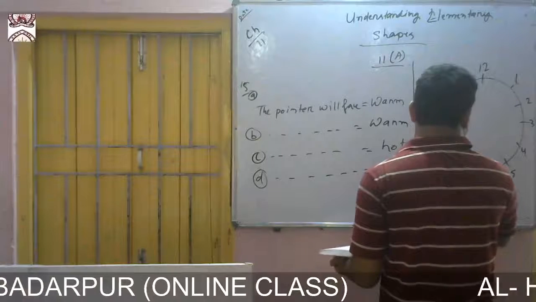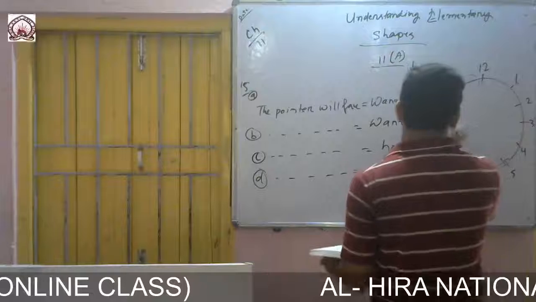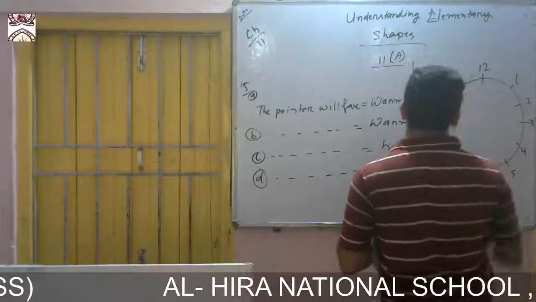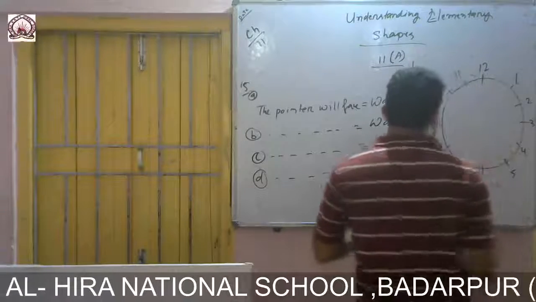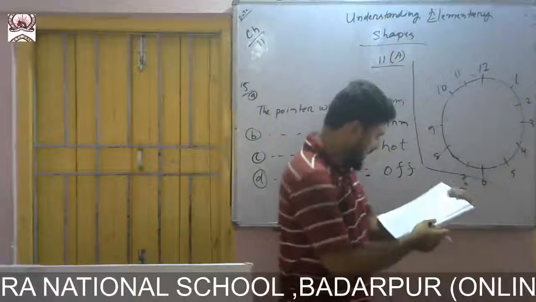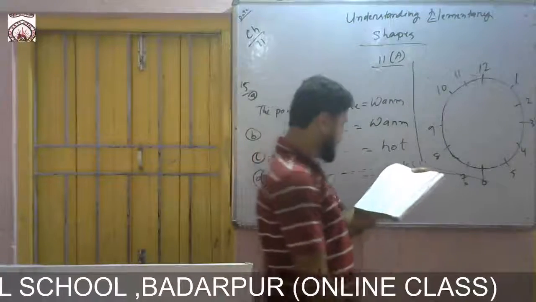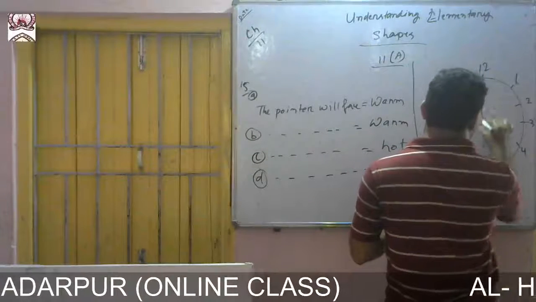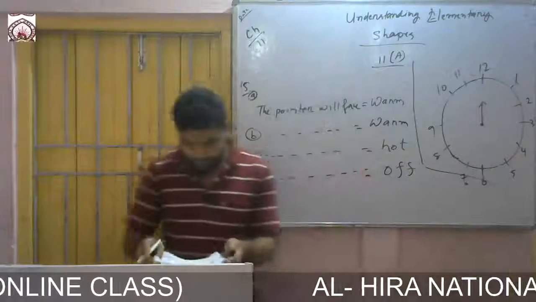It will be here, 8. Then here 9, then here 10, and this one 11. In the book it is given inside the circle, but I have given it outside the circle. So you see, the pointer is moving facing towards 12. So let's start the questions.